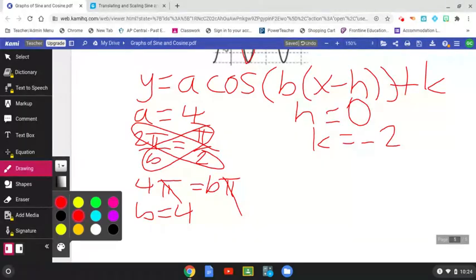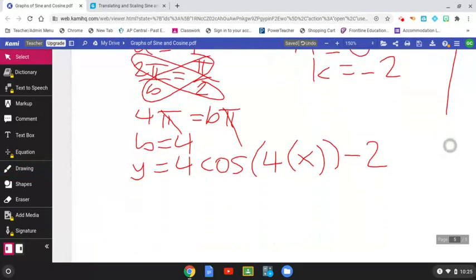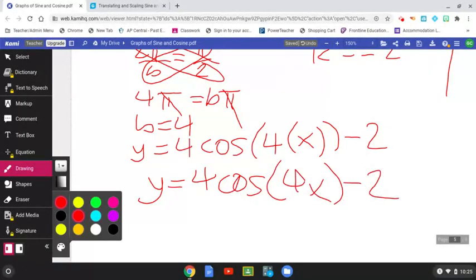Okay, so we have our a, b, h, and k, so we can write our equation. Our final equation would be y equals 4 times cosine of 4 times x, you probably didn't need the other set of parentheses, minus 2. Since h was 0, you could always write x minus 0 if you want to, but you really didn't have to. I could have just written this as y equals 4 times cosine of 4x minus 2.